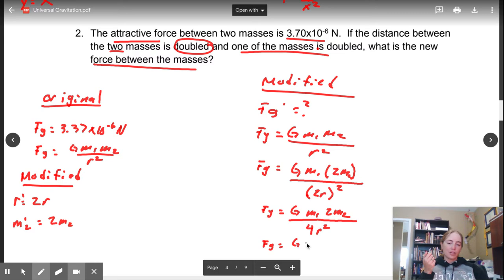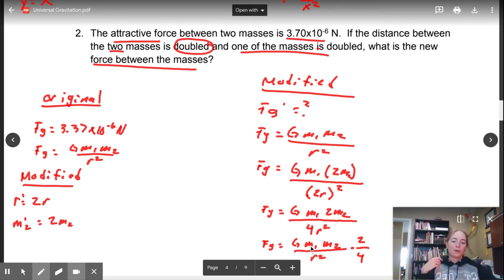So I'm left with G M1 M2 divided by R squared times 2 over 4. Well, that's a half. Remember that this is equal to FG. FG equals this. So I am going to take this FG numerical value and replace this with that number.